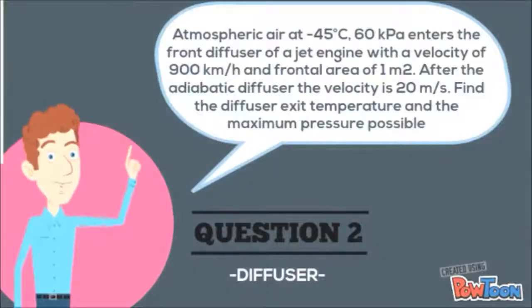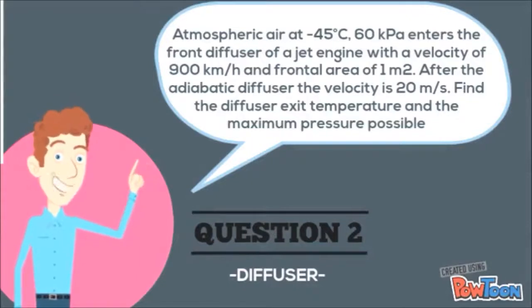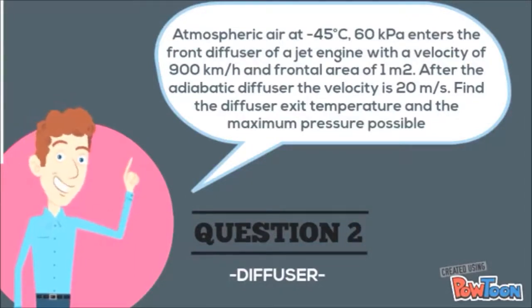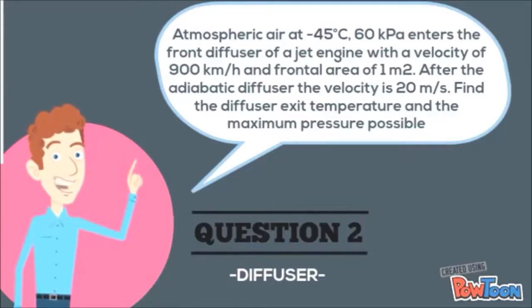Thank you. Question for diffuser. Atmospheric air at negative 45 degrees Celsius and 60 kilopascal enters the fan diffuser of a jet engine with a velocity of 900 km per hour and a frontal area of 1 meter squared. After the adiabatic diffuser, the velocity is 20 meters per second. Find the diffuser exit temperature and the maximum pressure possible.